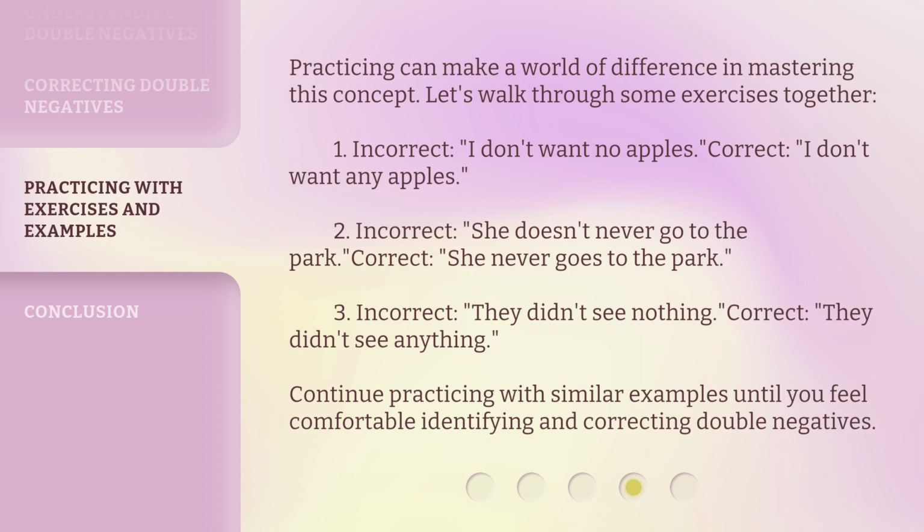3. Incorrect: They didn't see nothing. Correct: They didn't see anything. Continue practicing with similar examples until you feel comfortable identifying and correcting double negatives.